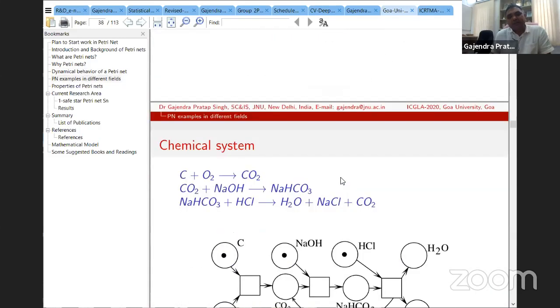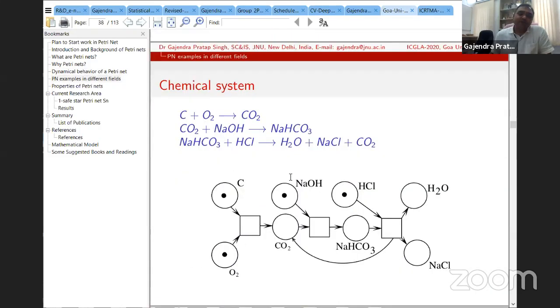There are some very realistic applications. Suppose you want to model a chemical system. Suppose we have three equations. The source is taken from Google, but the modeling is done like this. Here the equations are the transitions, the atoms or molecules such as carbon and oxygen are the places, and the token represents availability. That means this particular carbon is present.